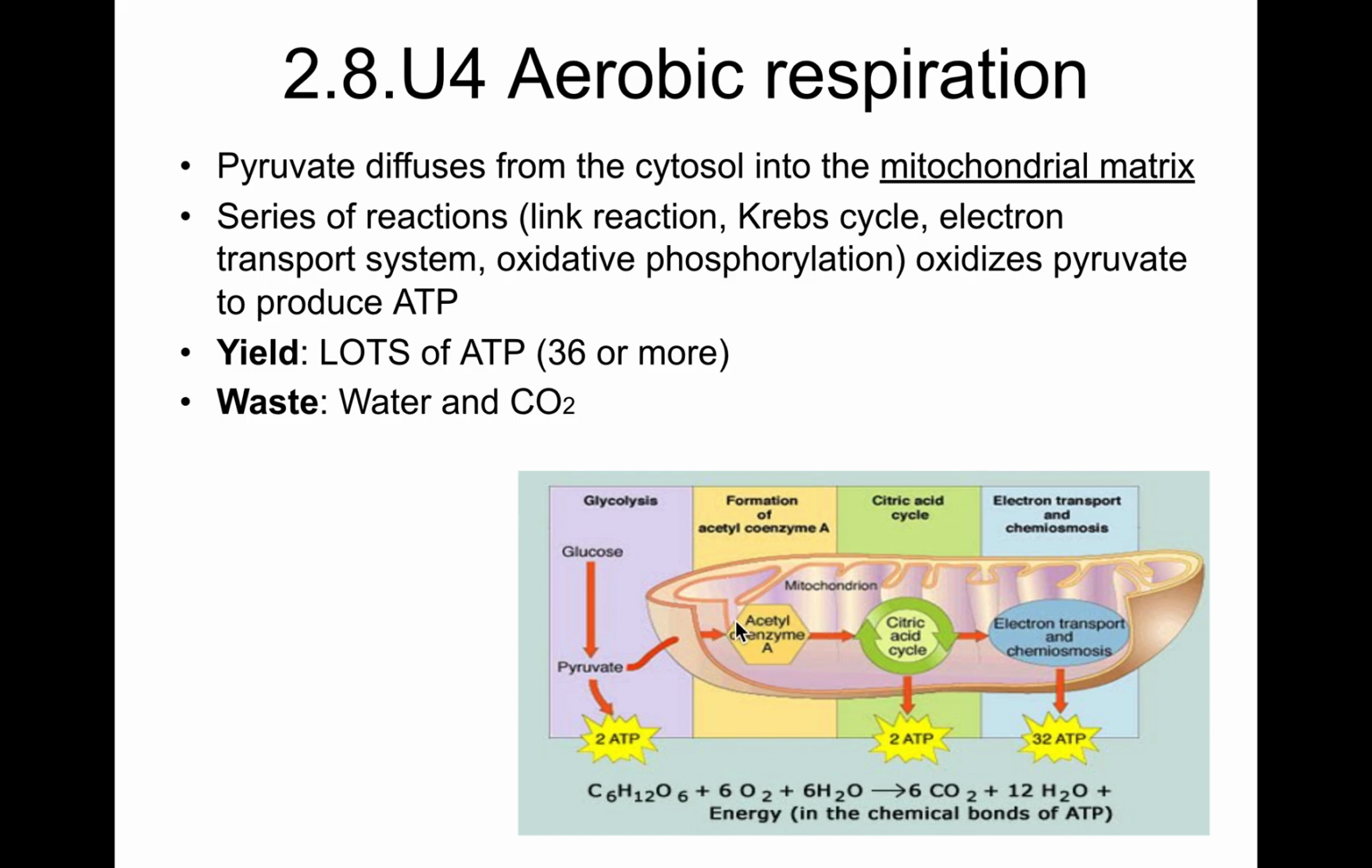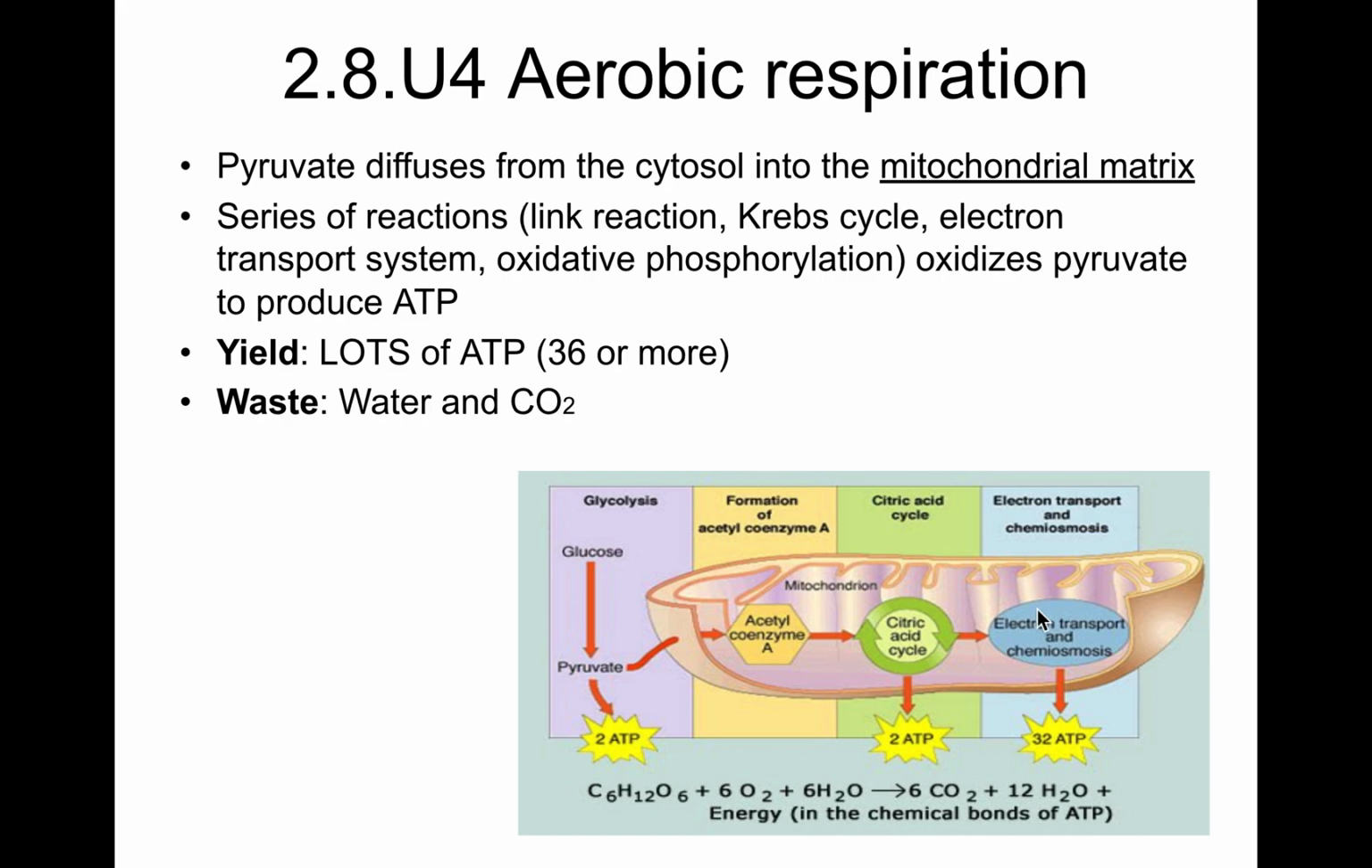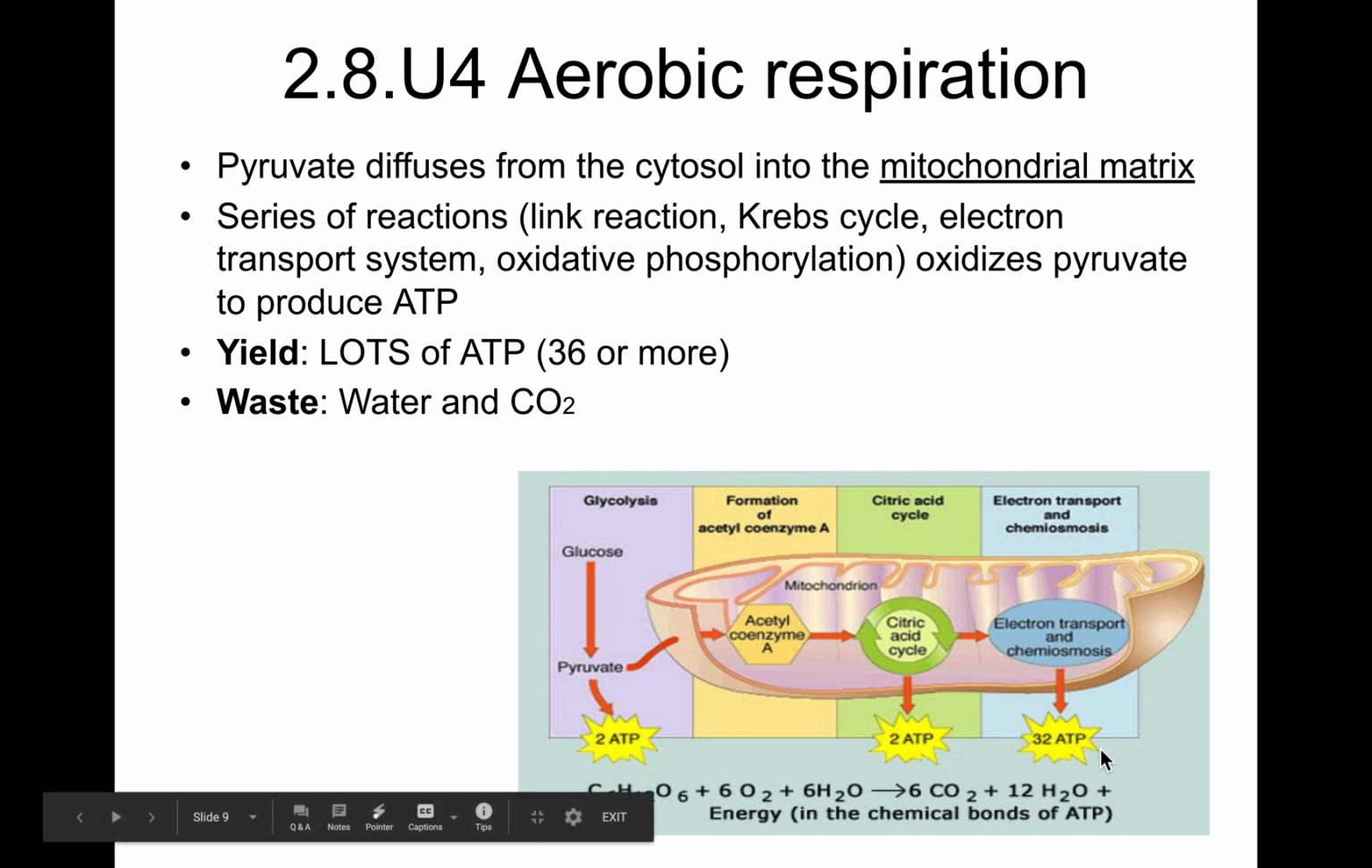you don't need to remember this, but acetyl coenzyme A is formed, which is needed to convert the pyruvate into what the citric acid cycle needs. The citric acid cycle makes 2 ATP, which is basically used to push it on to the next stage, which is called the electron transport chain and chemiosmosis, which we call oxidative phosphorylation together. And that produces 32 ATP.